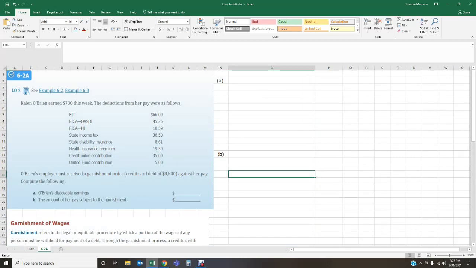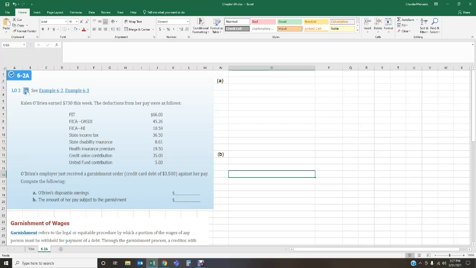So, problem 6-2A says, Kellen O'Brien earned $730 this week. The deductions from her pay were as follows. Federal income tax, $66. FICA OASDI, $45.26. FICA HI, $10.59. State income tax, $36.50. State disability insurance, $8.61. Health insurance premium, $19.50. Credit union contribution, $35, and the United Fund contribution, $5.